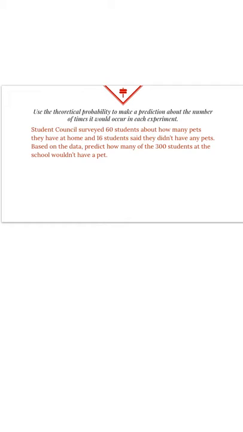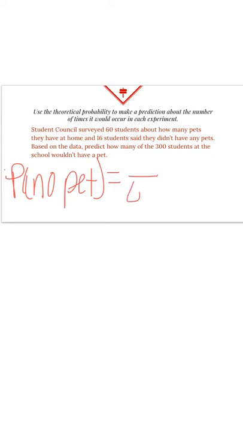Student council surveyed 60 students about how many pets they have at home, and 16 students said they didn't have any pets. Based on the data, predict how many of the 300 students at the school wouldn't have a pet. So we will look at the probability of no pet. No pet will go in the parentheses. We already know that the total number of students they surveyed was 60, so that will go on the bottom. And then on the top, we want how many did not have pets, and that was 16.